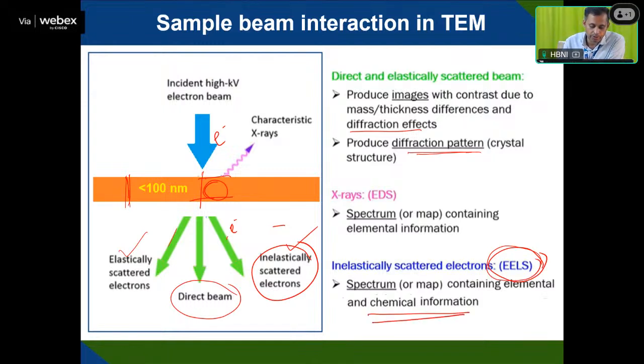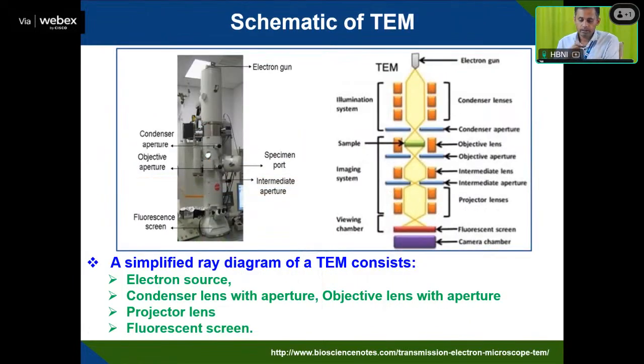And the X-rays produced during this time are characteristic X-rays, so you can use them for mapping, or you can get a spectrum for compositional, elemental information from the EDAX analysis also.